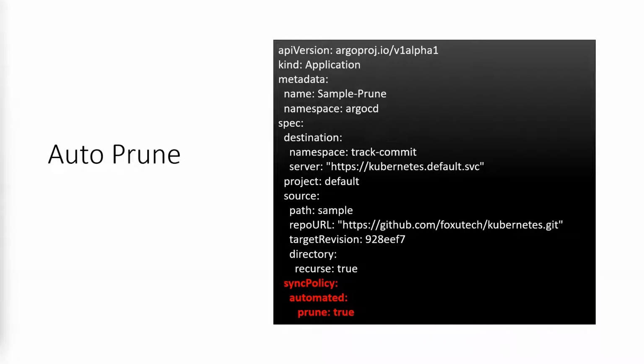So how can you do that? Again, you can do it the declarative way. In the declarative way, you just add prune: true with automated, right? When you say prune true, that means you are pruning your resources. Whenever something is deleted in the repository, it will be automatically removed from ArgoCD also, right? So that is one way.